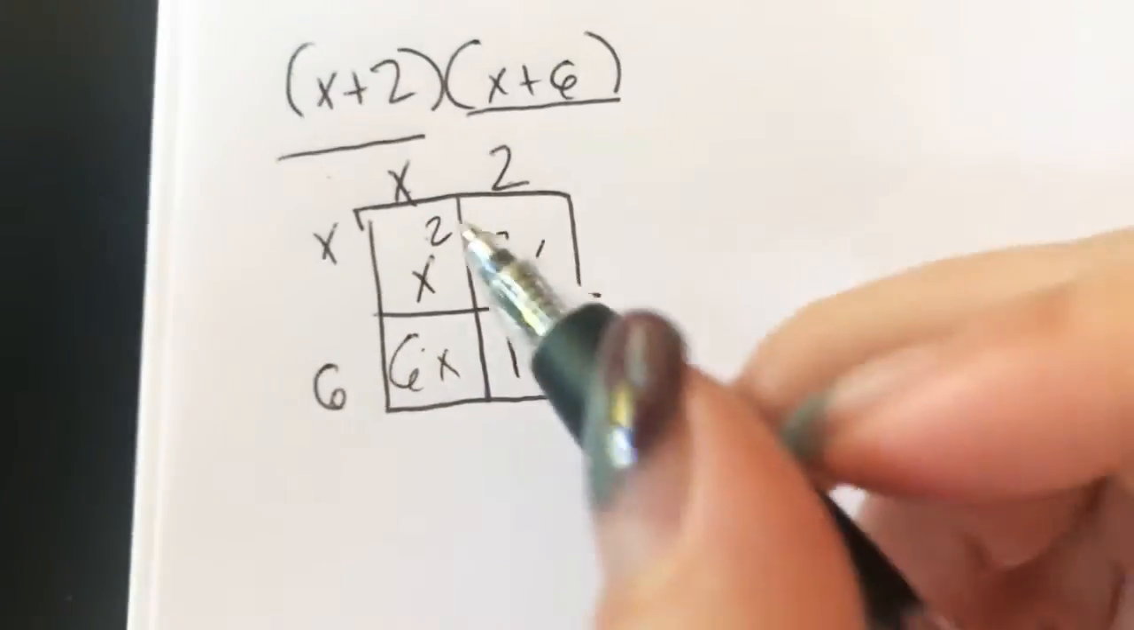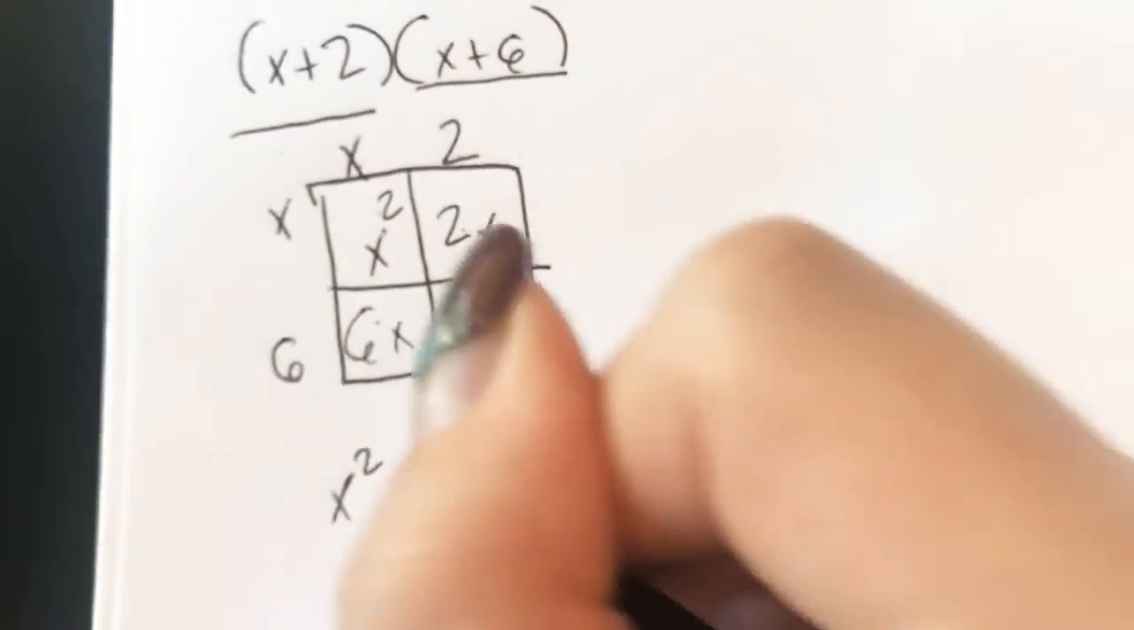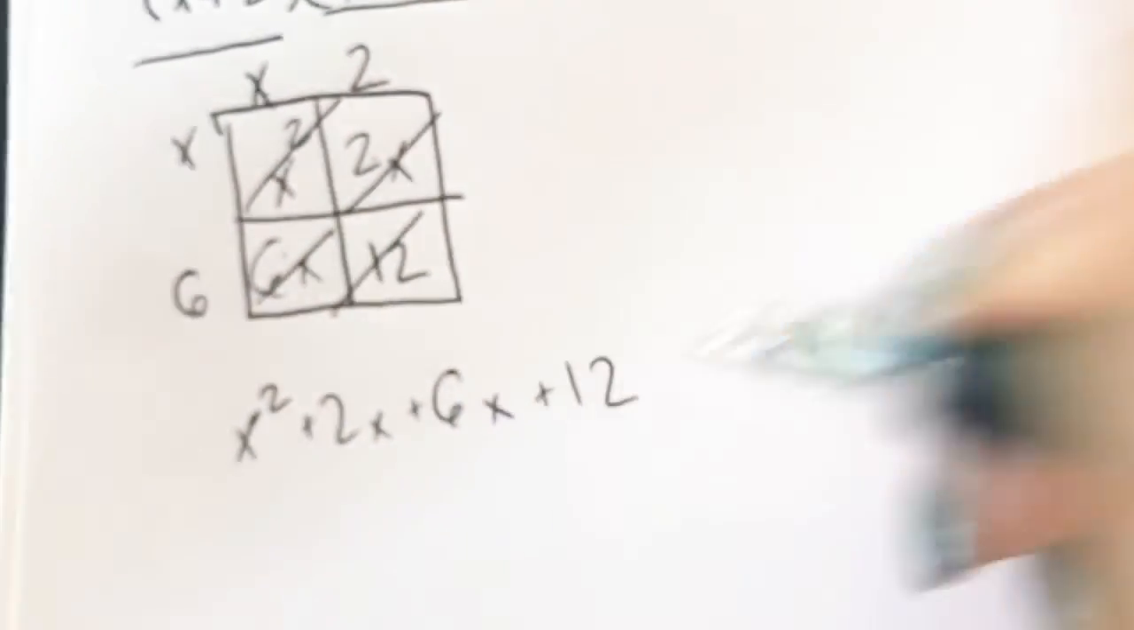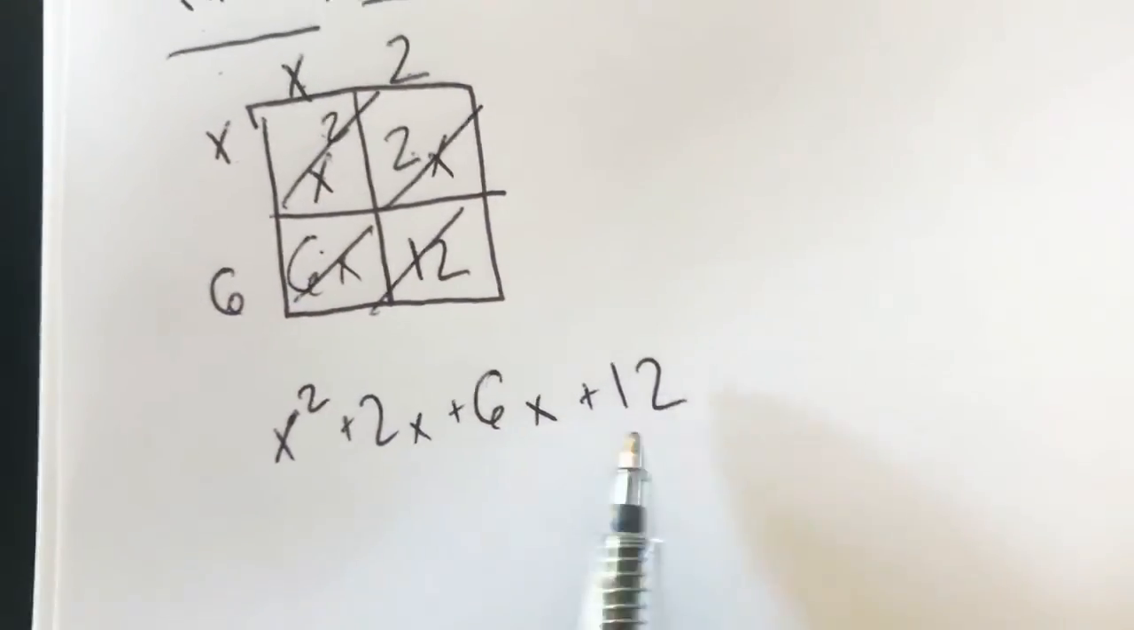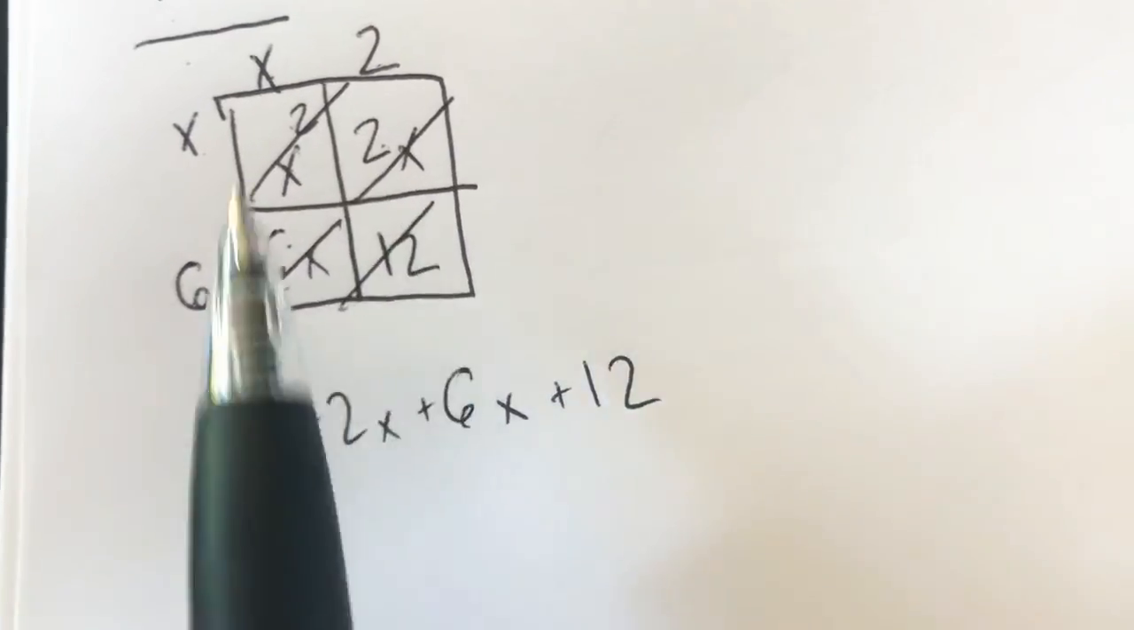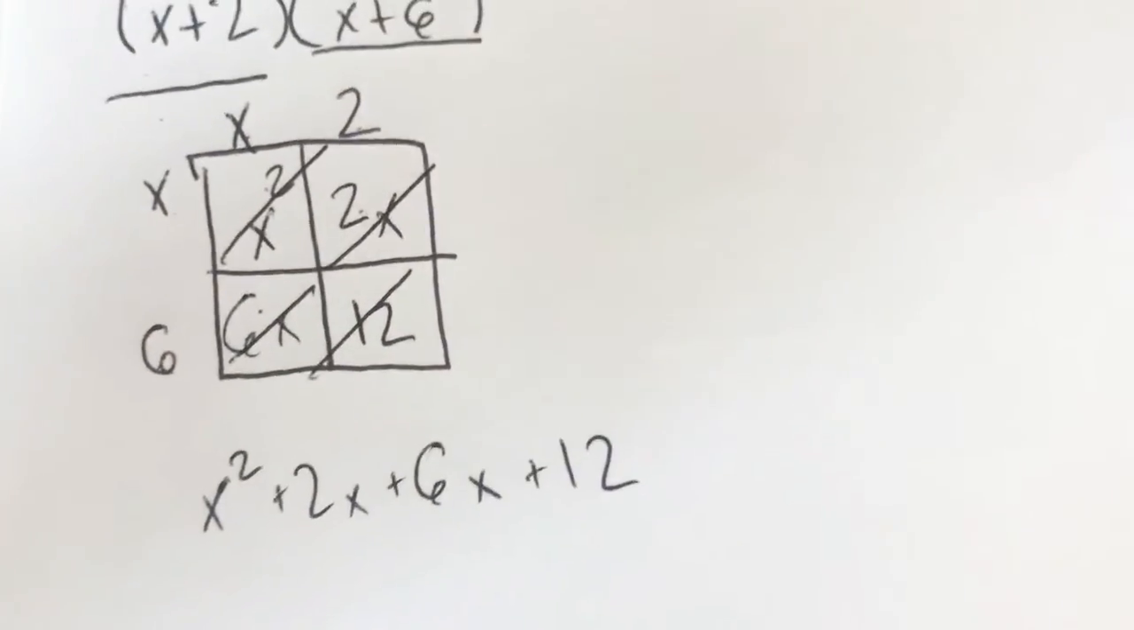My last step is to write out all the terms in the box. So I have x squared, I have a 2x, I have a 6x, and I have a 12, so plus 12. I am putting plus signs in between them all because these are all positive. If any of the terms were negative, it would be a negative sign.